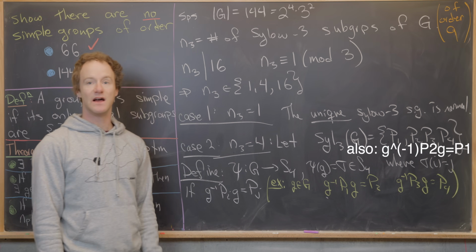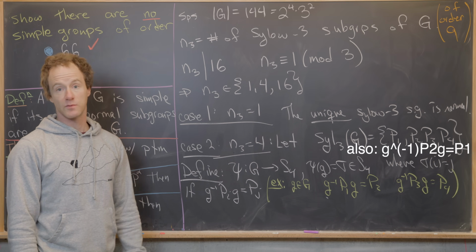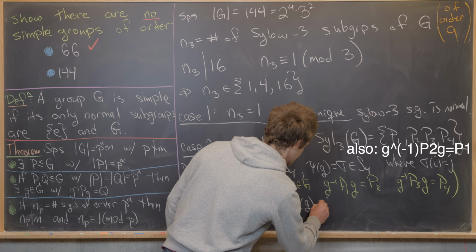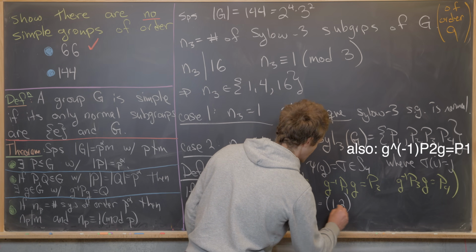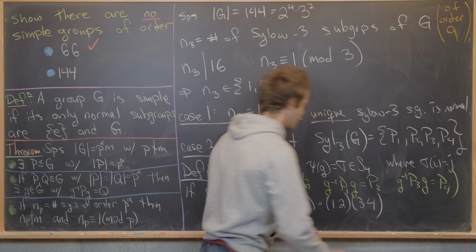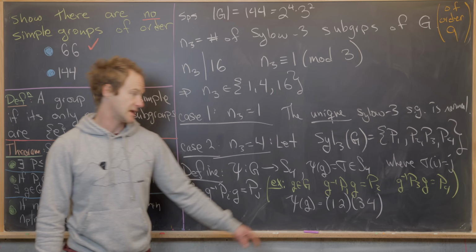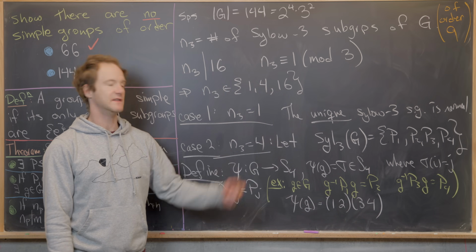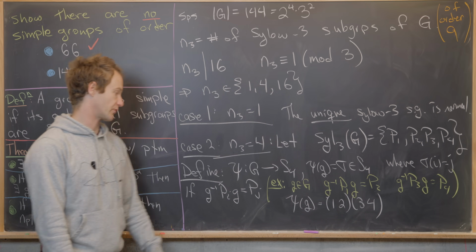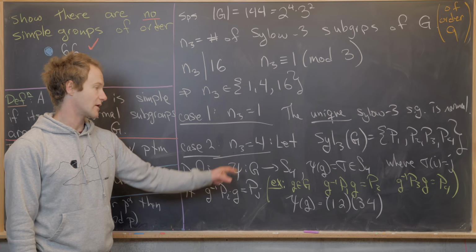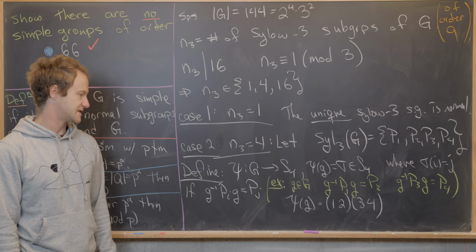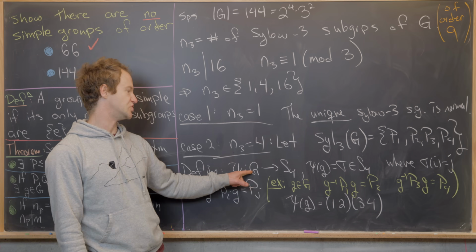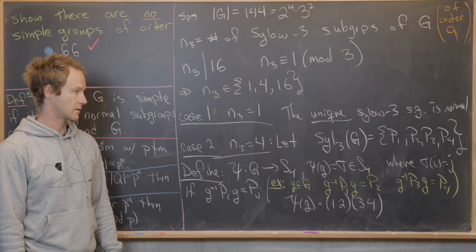And then by this data, we can see what permutation is associated to this element. So in this case, psi of G will be equal to the transposition (1 2) times the transposition (3 4). Again, that's because G inverse P1 G was equal to P2, and then the same kind of thing for P3. So we've got a homomorphism. I guess you have to check that this is a homomorphism, but that's not too hard. We've got a homomorphism from G to S4.